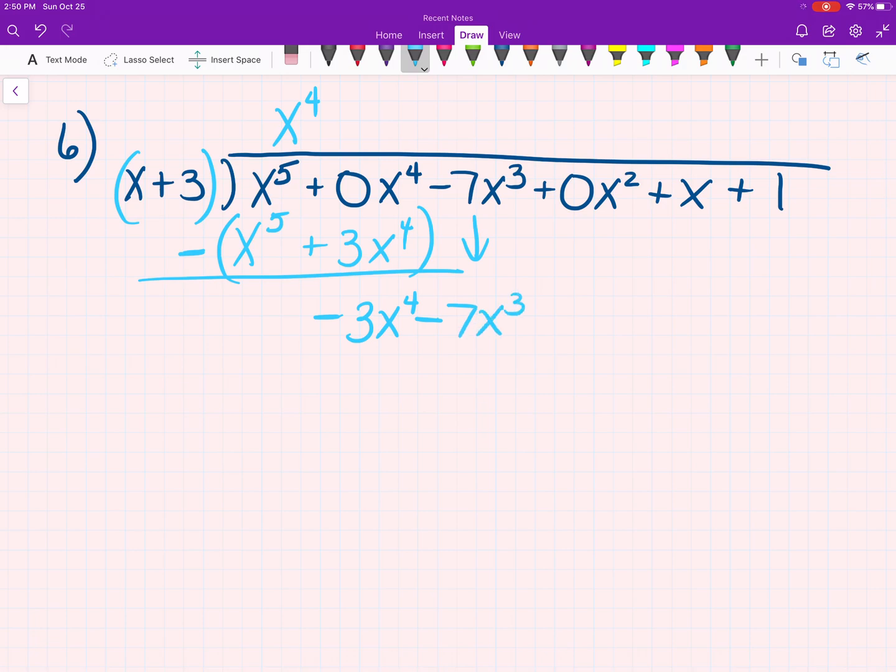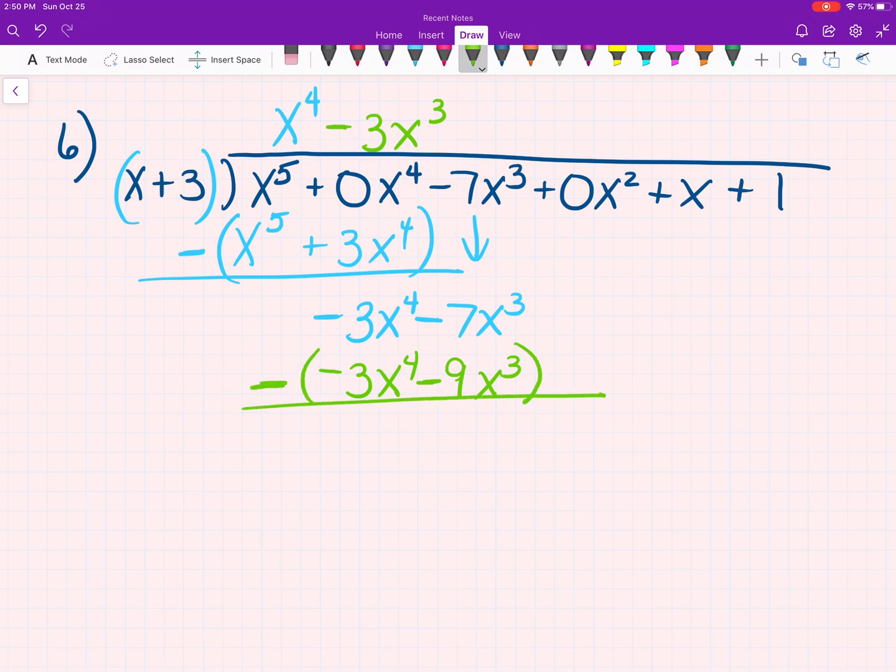So x goes into negative 3x to the 4th, negative 3x to the 3rd times. So that'll give us negative 3x to the 4th minus 9x to the 3rd. Again, we're multiplying by the entire thing. We're subtracting away the entire thing. So this gives us 2x to the 3rd. And we're going to bring down 0x squared.